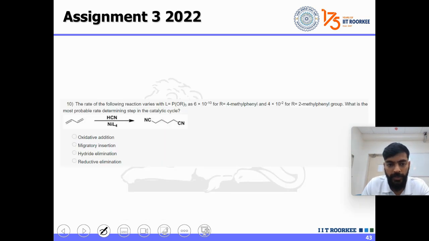Let's move to the next question. This is the final question and it is an interesting question. The rate of the following reaction varies with the ligand 1's POR3. Okay. When R is 4-methylphenyl, rate is 6 into 10 to the power minus 10. When R is 2-methylphenyl group, the rate is 4 into 10 to the power minus 2. What is the most probable rate determining step in the catalytic cycle?